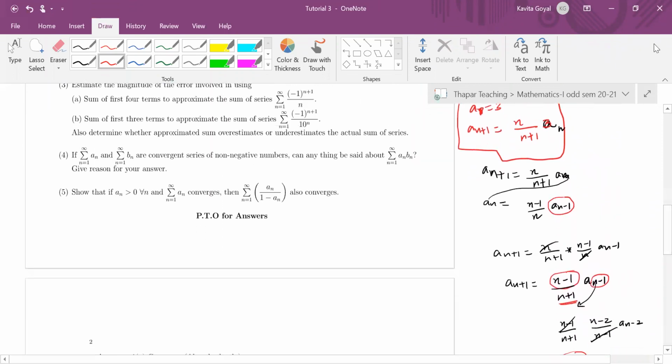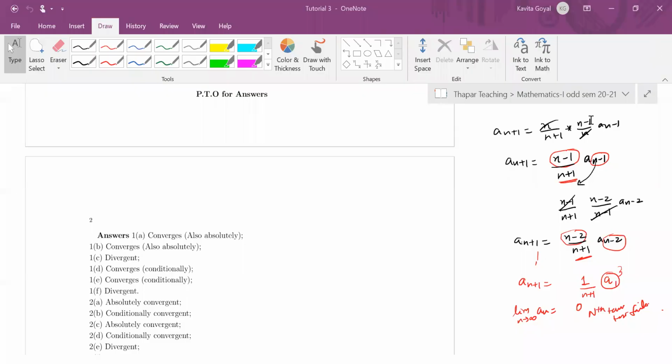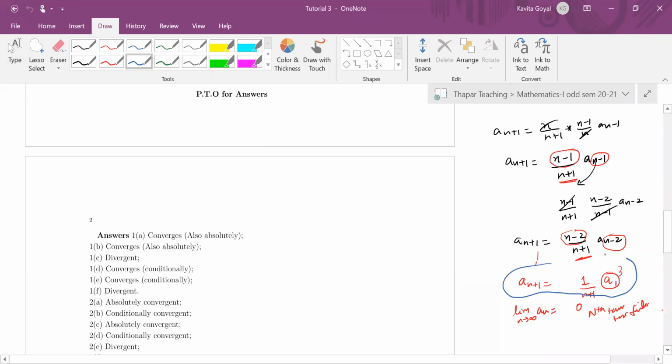Yeah, do that. So you see here what you get. You get that a(n+1) is 3 upon n plus 1, right? So an is actually 3 by n. So your series is 3 by n. What is this? This is divergent by p-test.